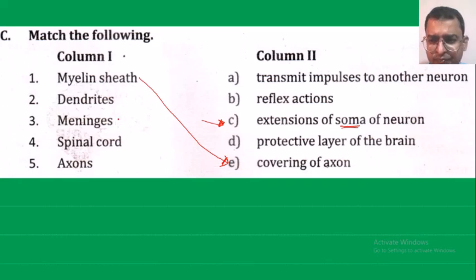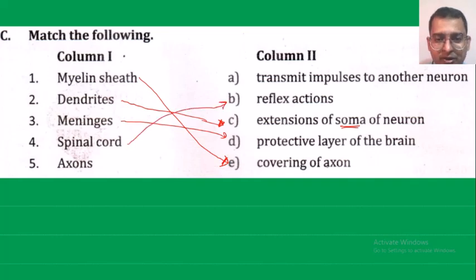Meninges, they are the protective layer of the brain. Spinal cord, they are involved in the reflex action. Correct? Reflex action means what? The impulse is not going all the way up to the brain, but it will come to the spinal cord and the result will be sent through the motor neuron. So remaining is axons. The axons are going to transmit the impulses to another neuron. Okay.